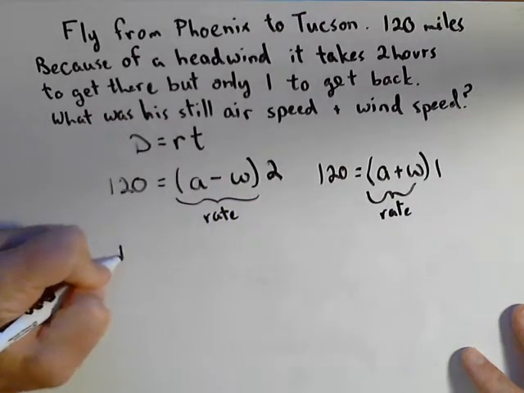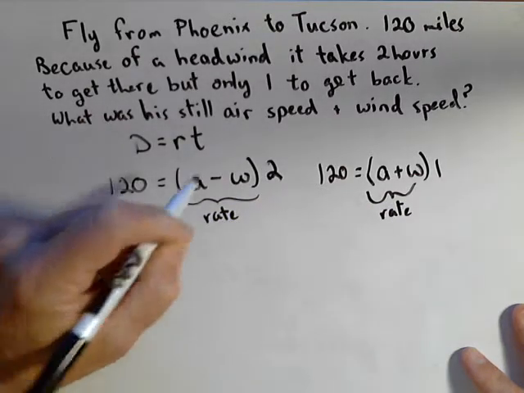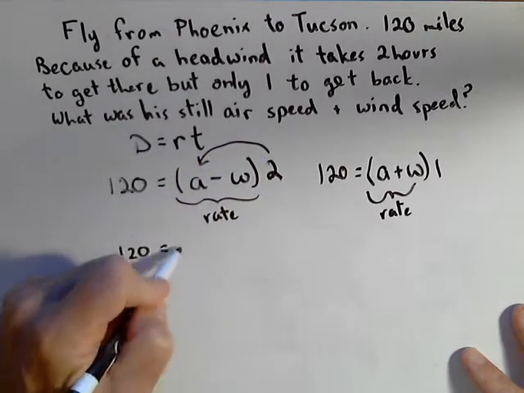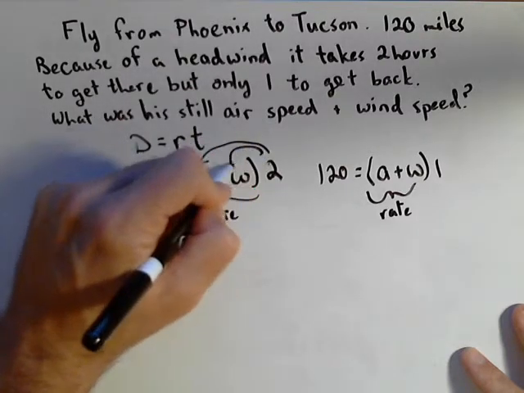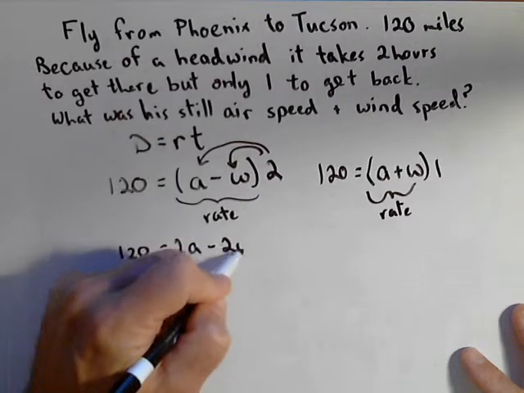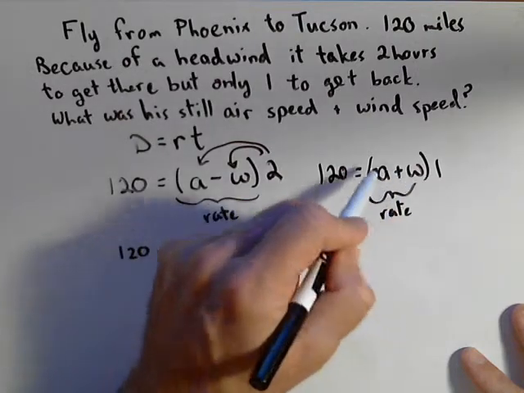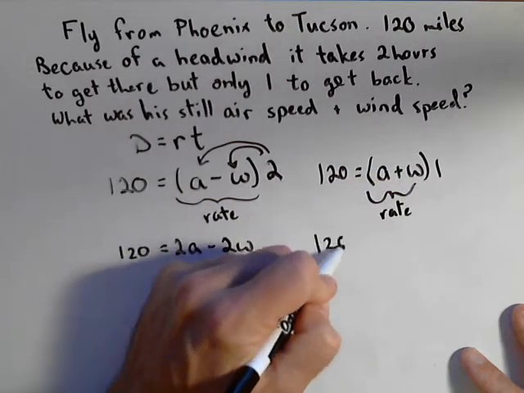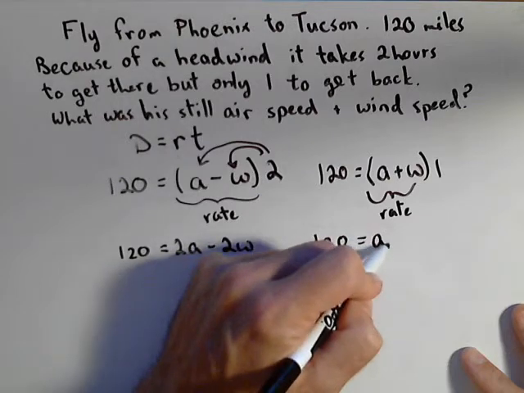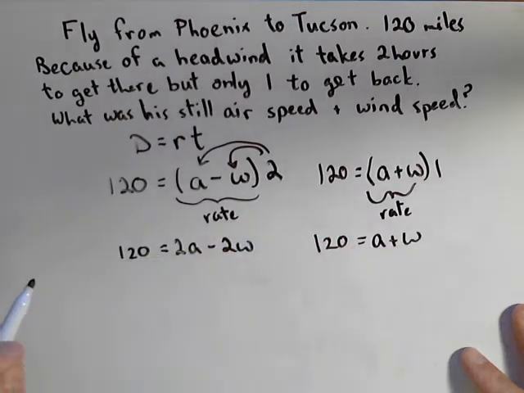So we have two equations. We have 120 equals, let's distribute this, 2A minus 2W. And here it's just one time, so we have 120 equals A plus W. So we have a whole plethora of ways we can solve this. We can use matrices, we can graph and solve, we can use elimination, we can use substitution.